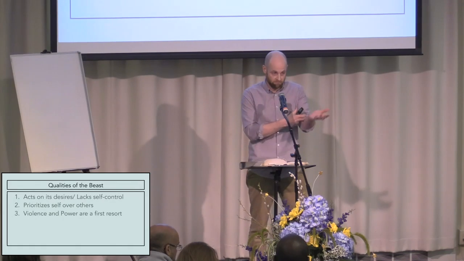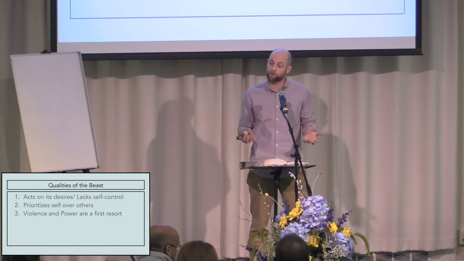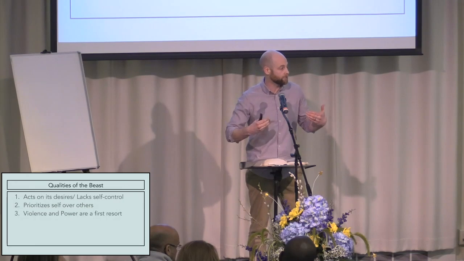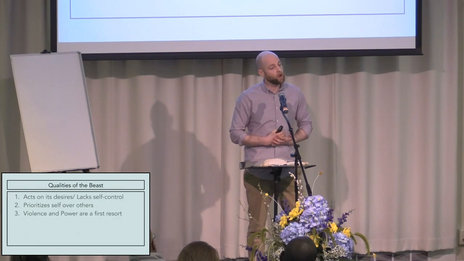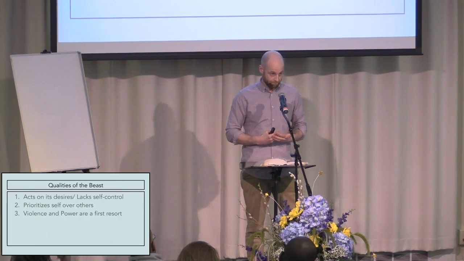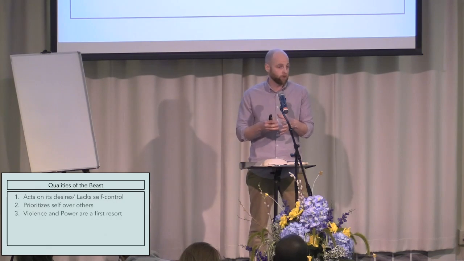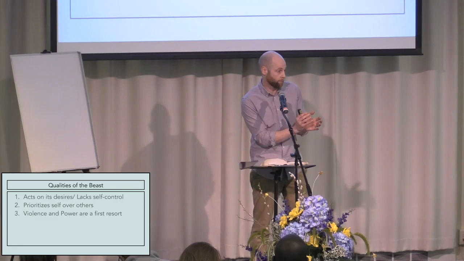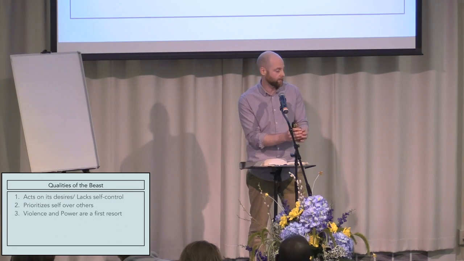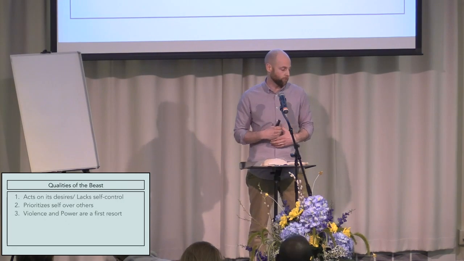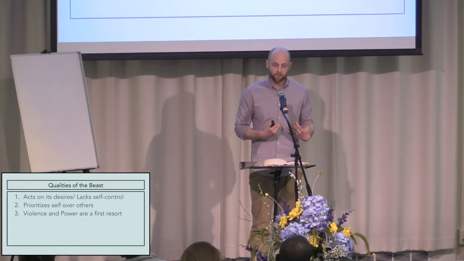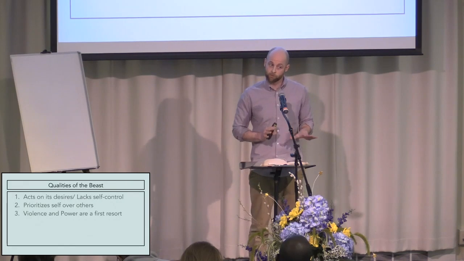They're animals in the wild who will eat their newborns. They're young, right? So they act on their desires right away. They prioritize self over others. Some of them might have packs, but if another pack, same breed, same animal comes, they're going to prioritize themselves, number one, and then their kin next. But they prioritize self over others. And then finally, violence and power are a first resort, not a last resort.